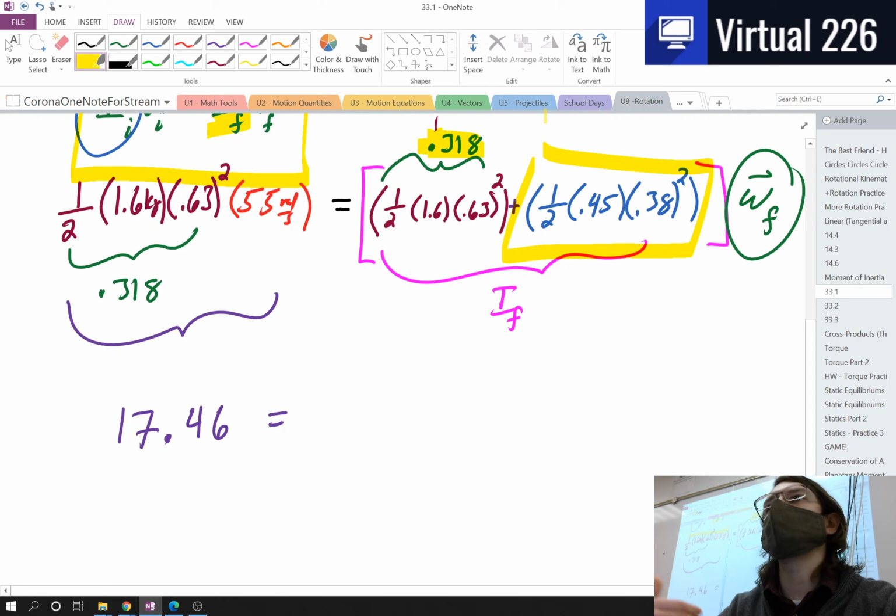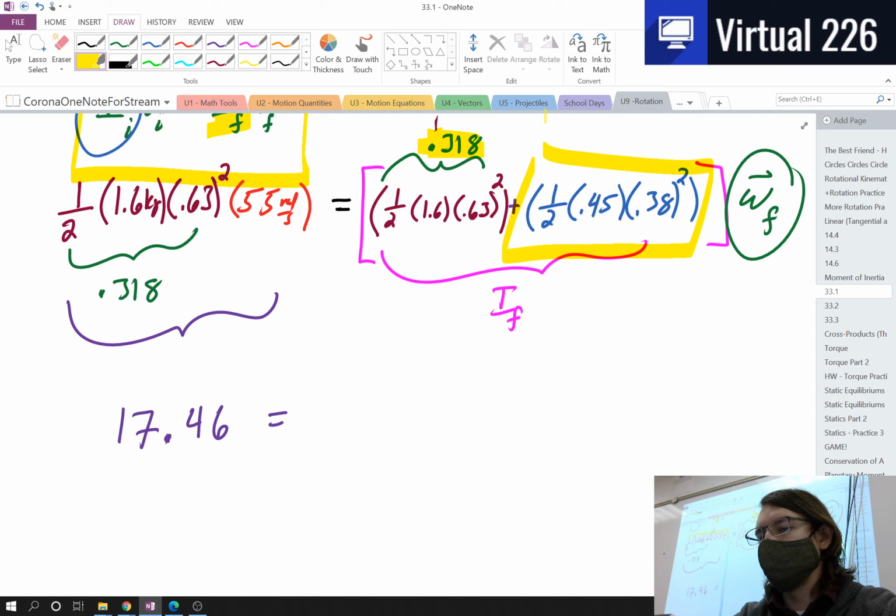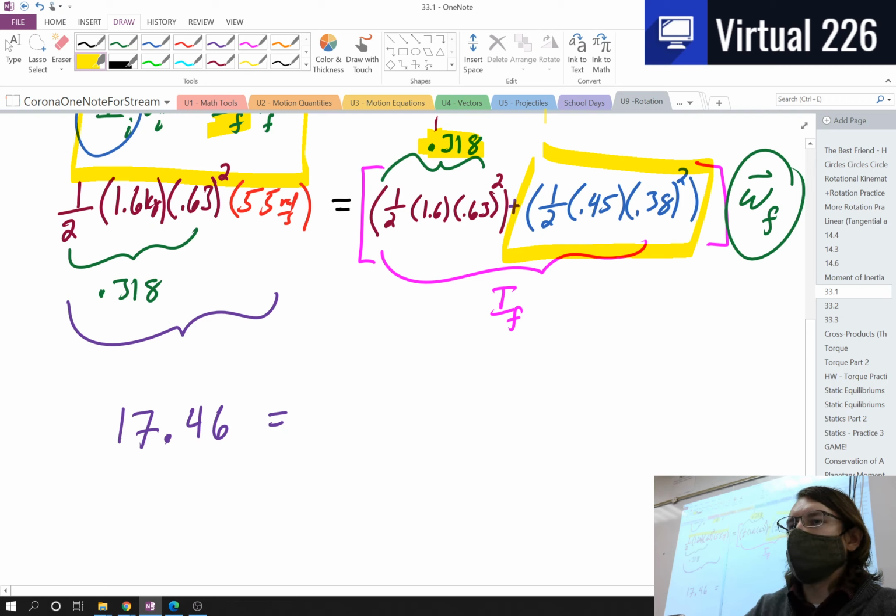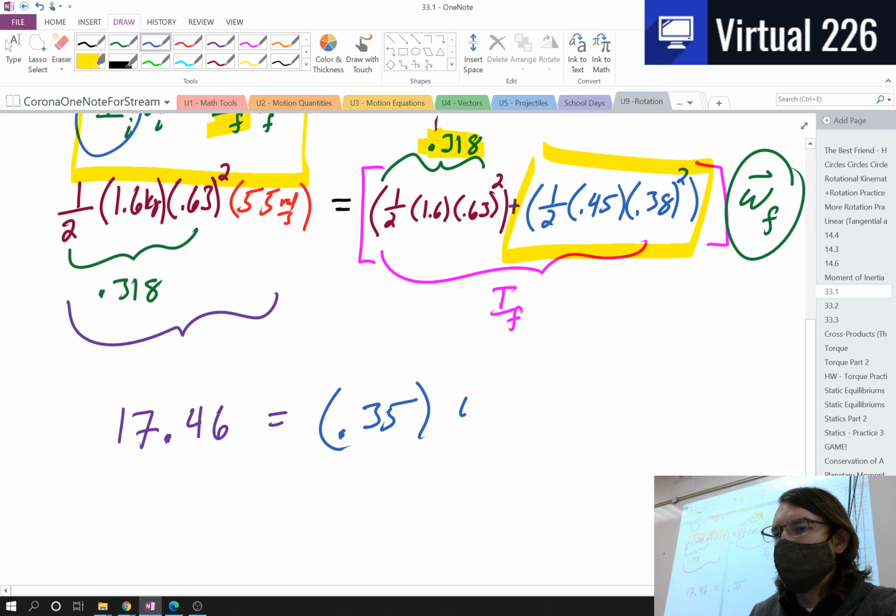So I'll use the blue quantities and put those into my calculator: 0.38 squared times 0.45 divided by 2. I get 0.0324, or 0.325 if you want to round. I'm going to add 0.318 to that. When I do that, I find I have 0.35 multiplied by omega f.